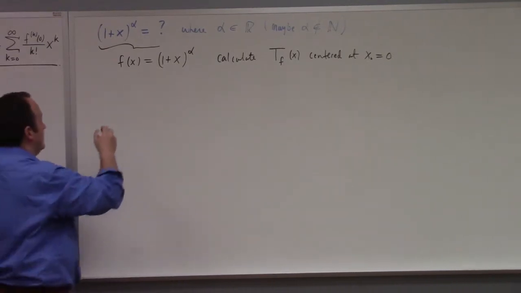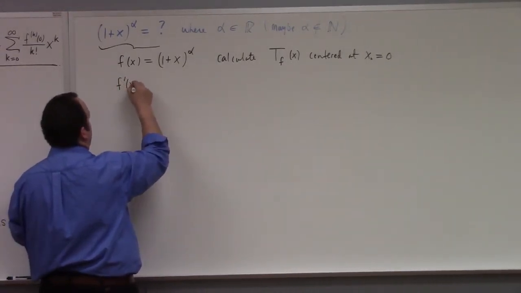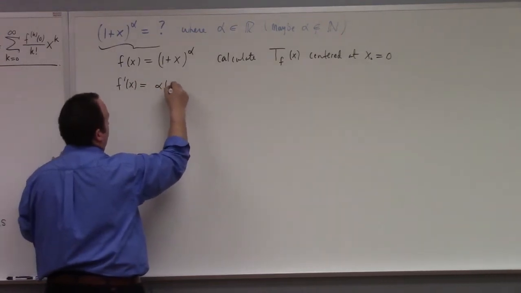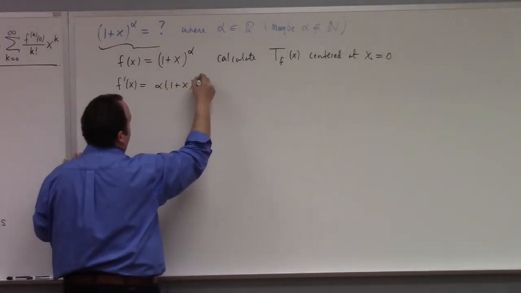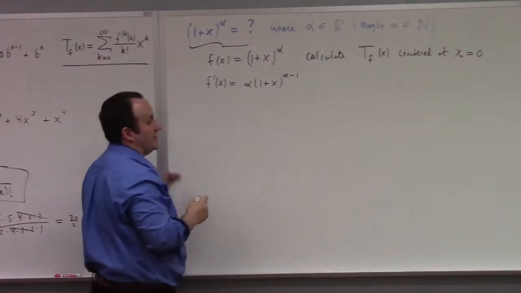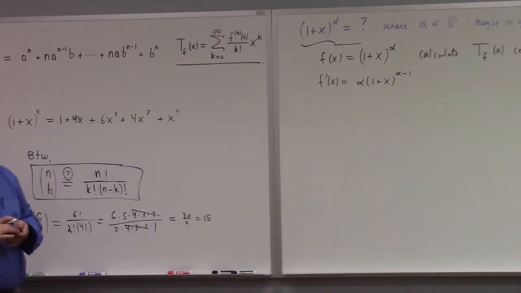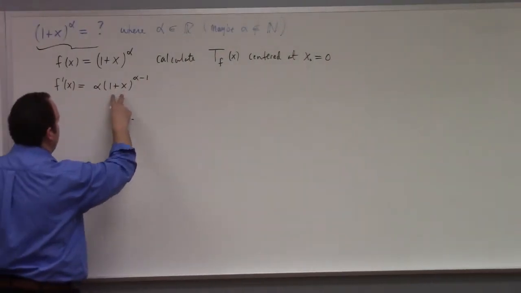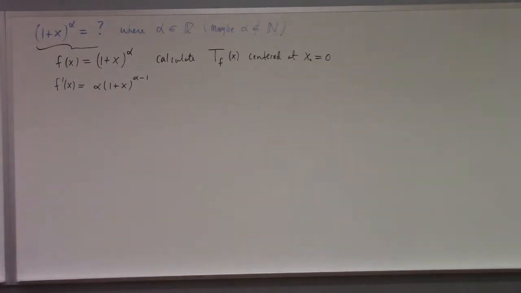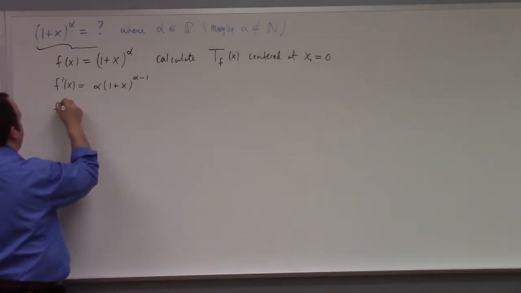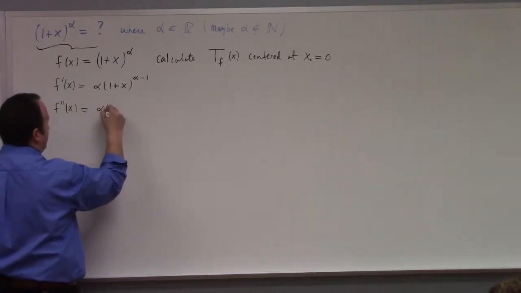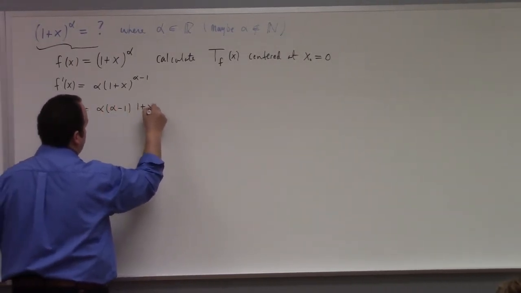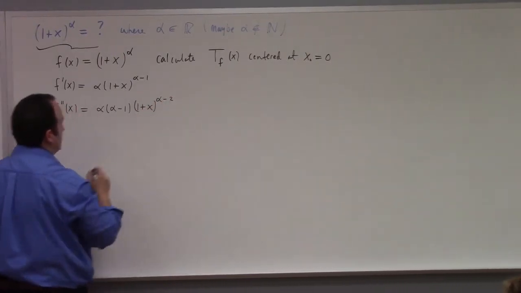Okay, so what's the first derivative? F prime of x is what? We can differentiate power functions. So alpha times 1 plus x to the alpha minus 1, times the derivative of the inside function. What's the derivative of 1 plus x with respect to x? It's just 1, so that's not especially exciting. F double prime: alpha times alpha minus 1, 1 plus x to the alpha minus 2.